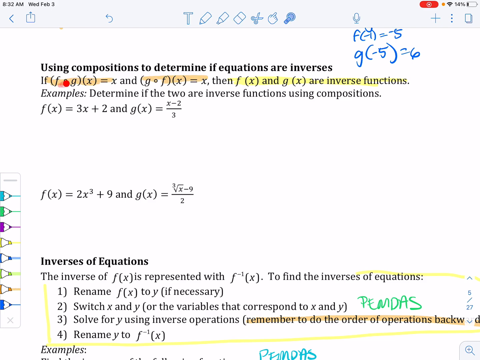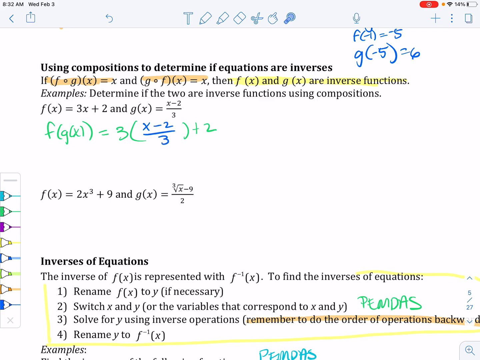It has to be both f of g of x and g of f of x. So for example, if I check this one, f of g of x here, that means that g of x is the input for f of x. So 3 times x plus 2. So in place of the x, I'm going to put x minus 2 over 3.